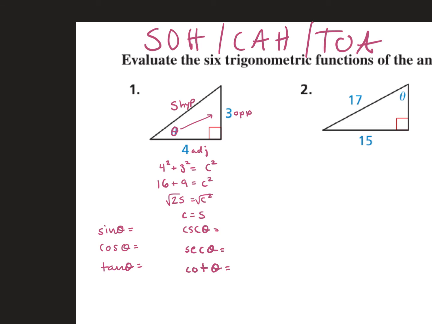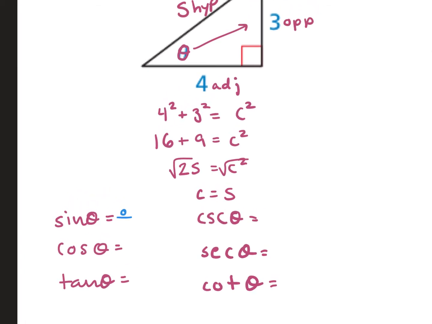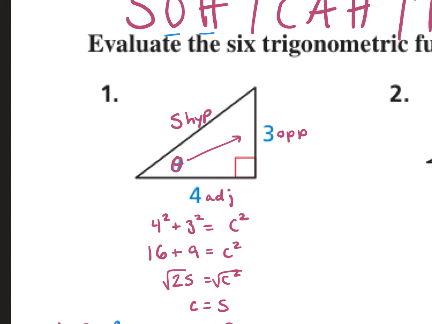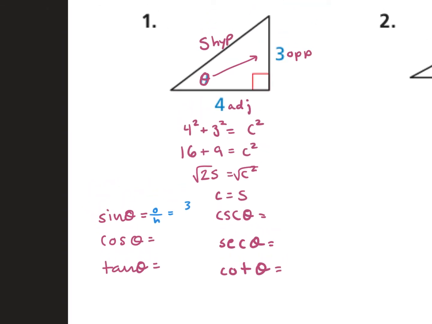So sine is what? Opposite over hypotenuse. It's SOH, opposite over hypotenuse. 3 over 5, perfect.